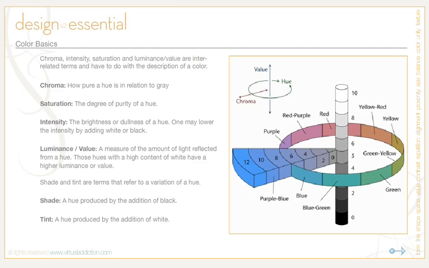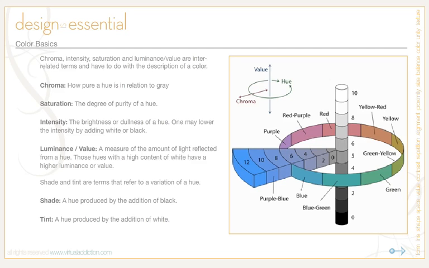A color is described in three ways: by its name, how pure or desaturated it is, and its value or lightness. Although pink or brick or bright red are all variations of the color red, each hue is distinct and differentiated by its chroma, saturation, intensity, and value.